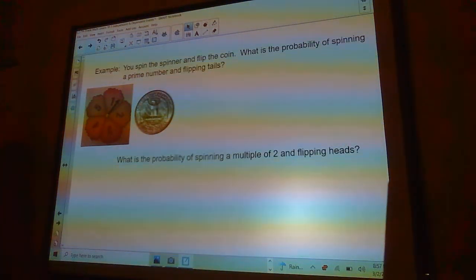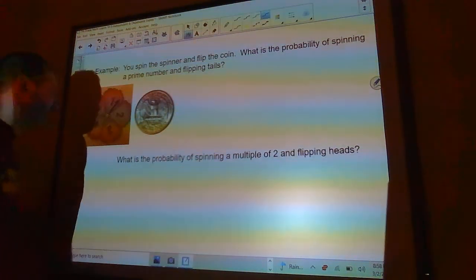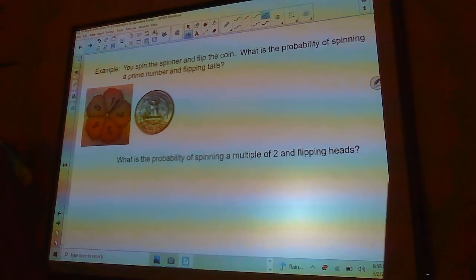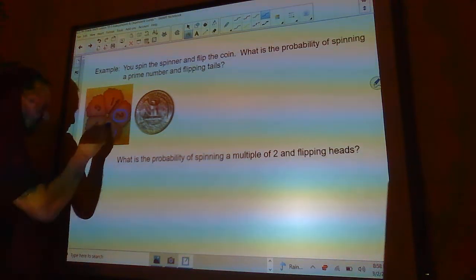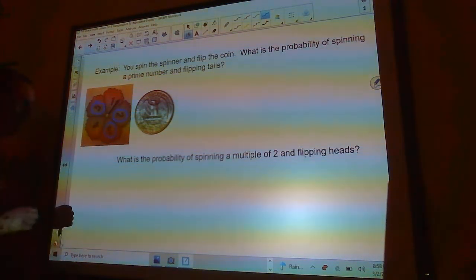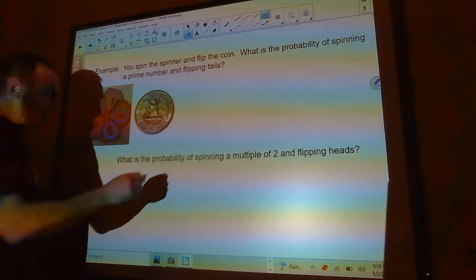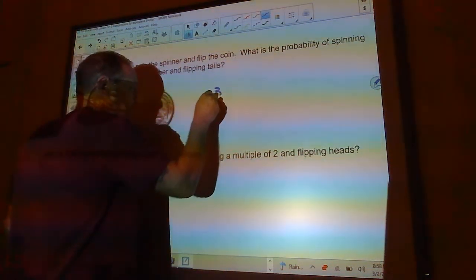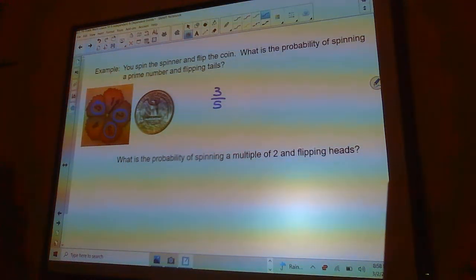So, for example, you spin the spinner and flip the coin. What is the probability of spinning a prime number and then flipping tails? The first thing I've got to figure out is, if I look at my spinner, I've got 5 spaces. How many of them are prime? Now be careful. 2 is prime, 3 is prime, 5 is prime. A lot of people think 1 is prime, but 1 is not a prime number. So I have a 3 in 5 chance of getting a prime number.